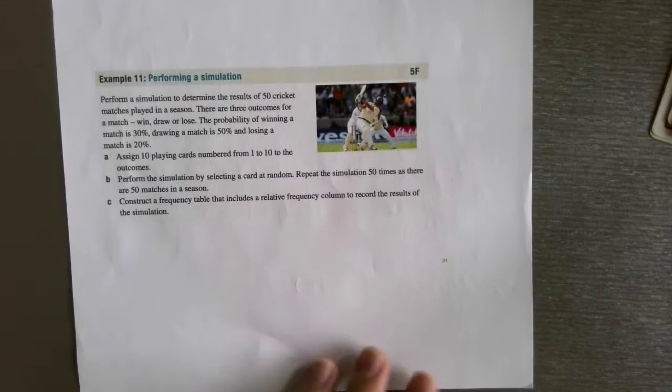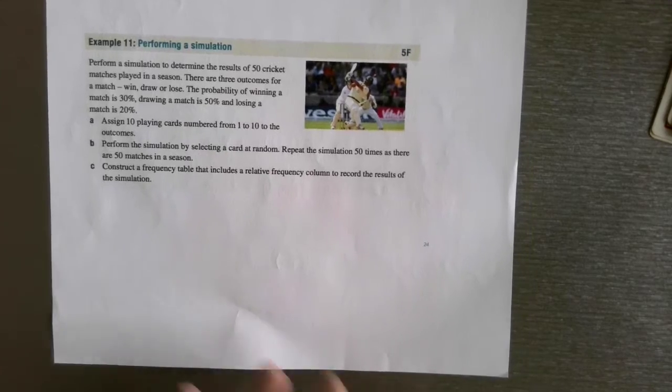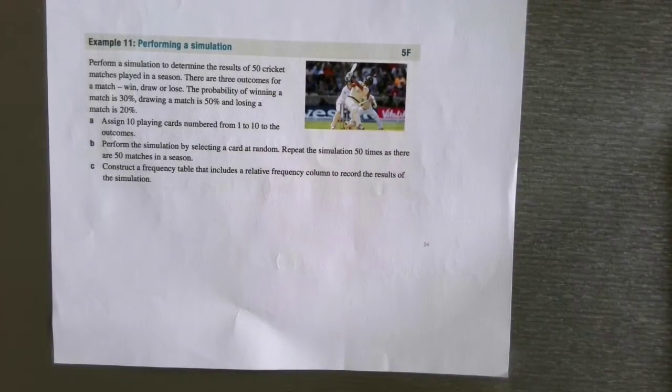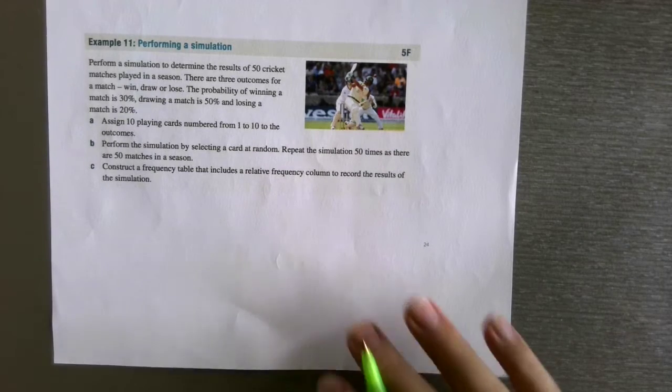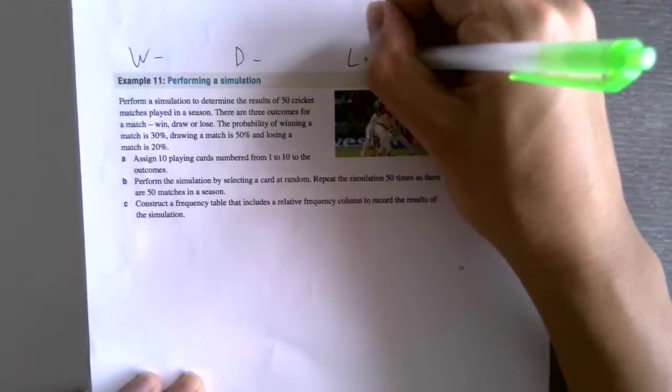Alright, so in this example, it asks us to perform a simulation to determine the results of 50 cricket matches. Now, I've done this already, but I'm going to show you how I did this. The probability of winning a match is 30%, drawing is 50%, and losing is 20%. So really, we have three outcomes. We can win, we can draw, or we could lose.